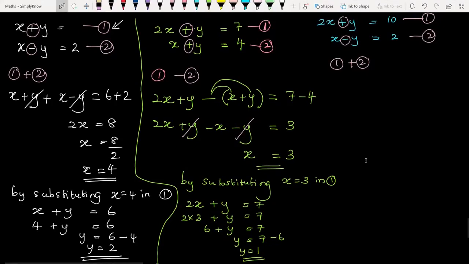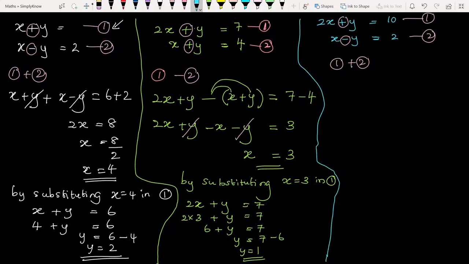Now again, shall we check our answer? Now, x is 3, therefore 2x is 6. And y is 1, so plus 1. 6 plus 1 is obviously 7. So our answers are correct.